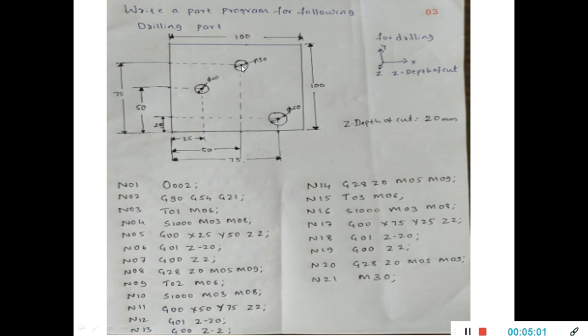For this particular hole, we have taken the x value as 50, y value as 75, with the reference point as the origin. So this point is the origin. G90 stands for the absolute coordinate system. All the coordinates for different holes can be taken from the origin, that is the absolute coordinate system, G90.